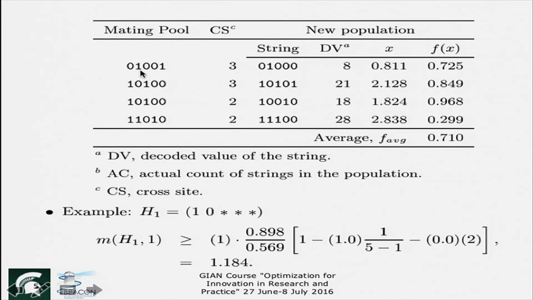So there are 4 positions. You see 1, 2, 3, 4. 4 positions to cross. In this case, I have randomly chosen the cross site number 3. So go to the third site, 1, 2, 3. So I'm going to cross here. And now I'm going to have 2 strings with 0, 1, 0, 0, 0, and 1, 0, 1, 0, 1. Okay? Now these are 2 new strings.